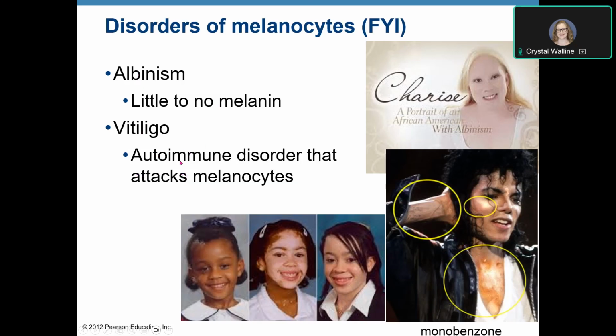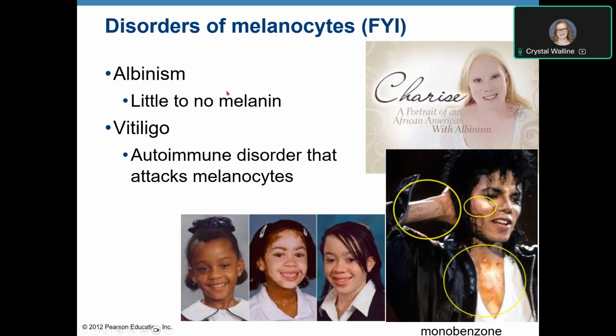What I was referring to earlier with the autoimmune disorders that attack the melanocytes, I was referring to vitiligo, not albinism. So these are pictures of a woman that has vitiligo, and Michael Jackson also had vitiligo. And so the reason Michael Jackson was so much lighter in his older years is he used a skin bleaching chemical called monobenzone, which you can get by prescription, to bleach out the other areas of his skin that were still pigmented because he didn't like the appearance of the splotchiness from the vitiligo.